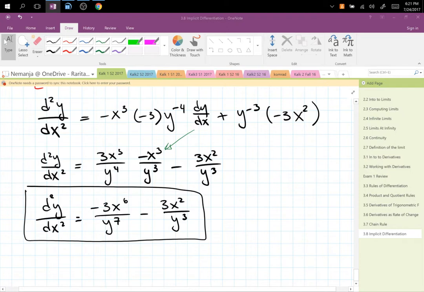So that's it for the implicit differentiation. Take a break, and then we have 3.9, I believe, after that, which is on logs, which is awesome. Can't wait. Logarithmic differentiation and logarithms. Some of my favorite stuff.